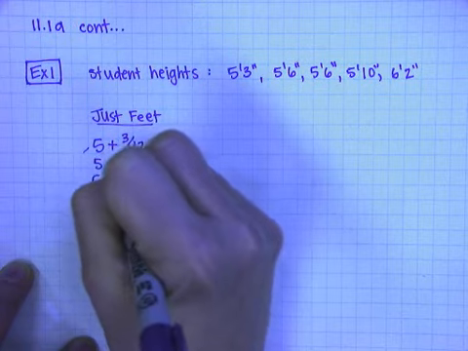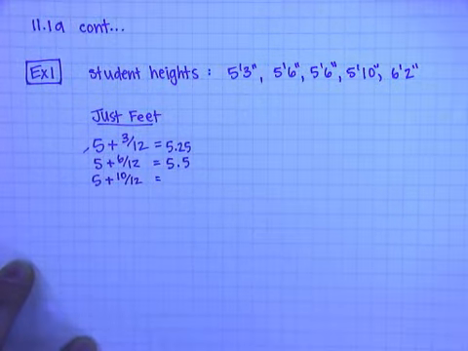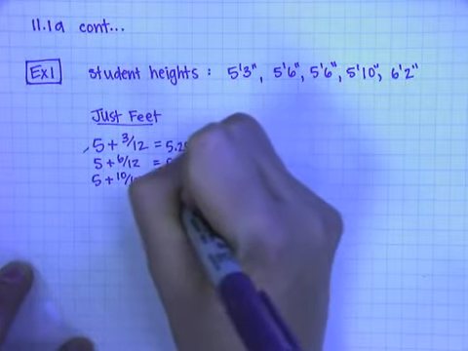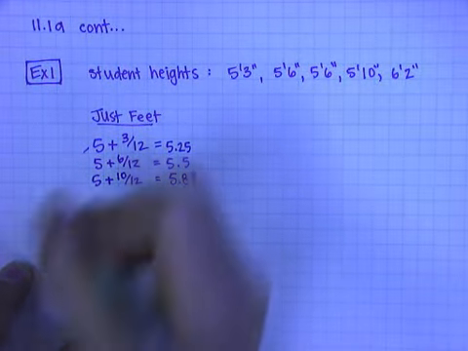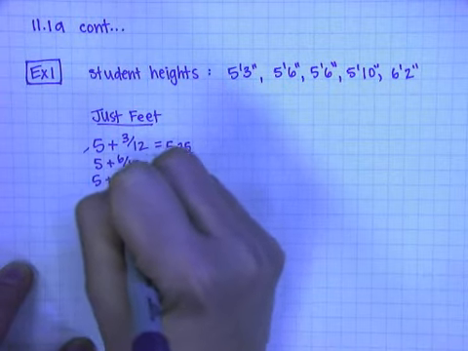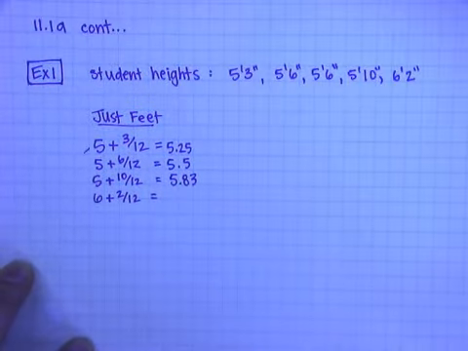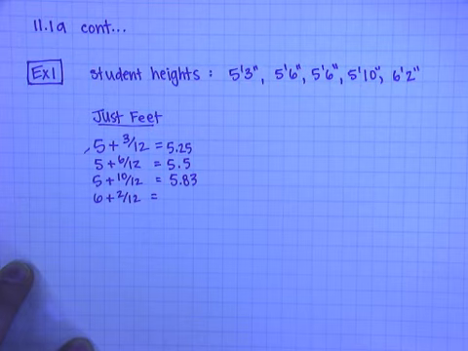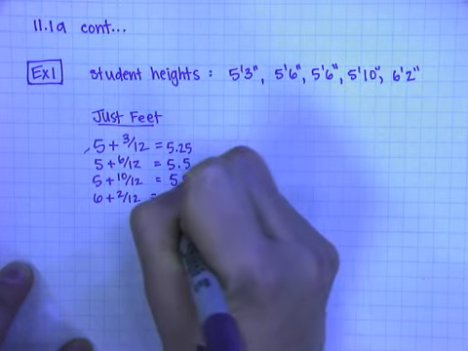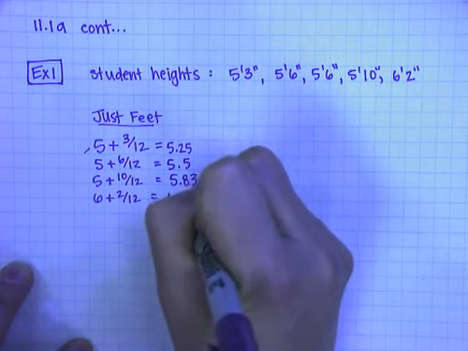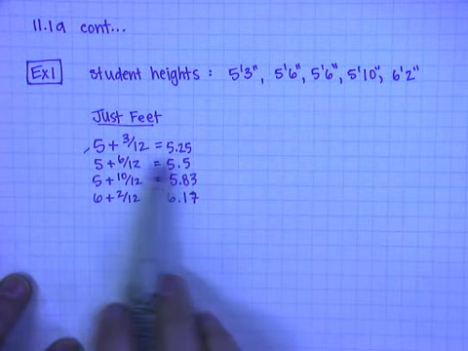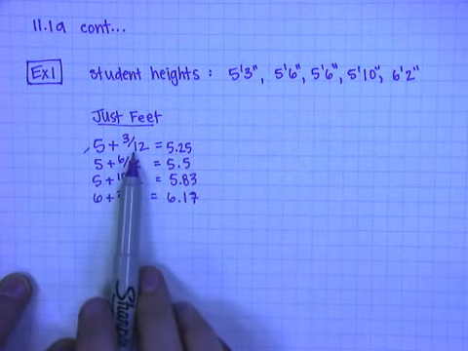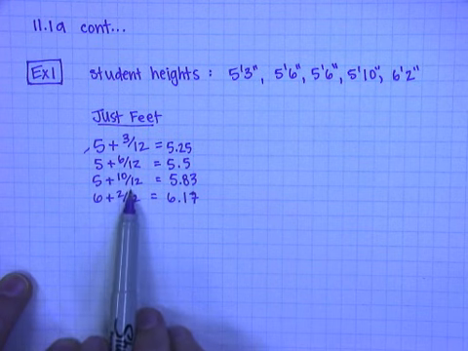5 plus 10 divided by 12 gives us 5.83 feet, and 6 plus 2 divided by 12 gives us 6.17 feet. So I could change each one of these to just feet instead of feet and inches, and you do that by knowing that it's 3 out of 12, 6 out of 12, 10 out of 12.